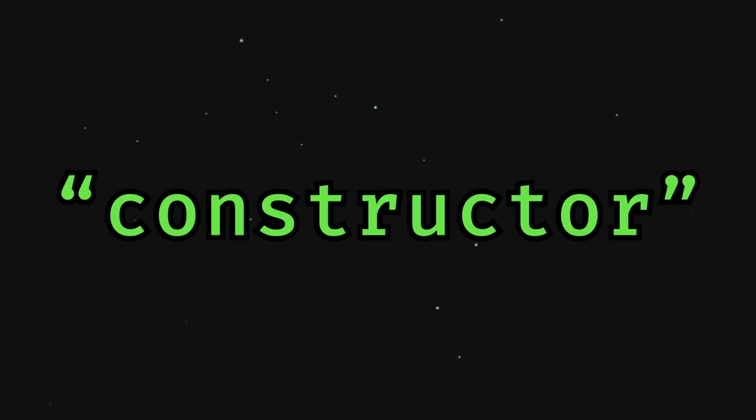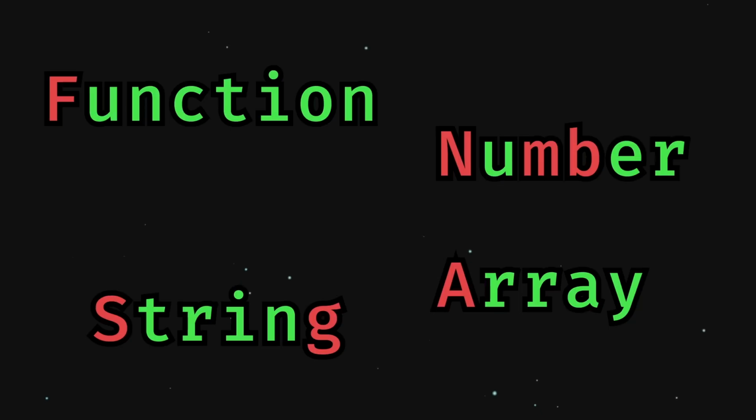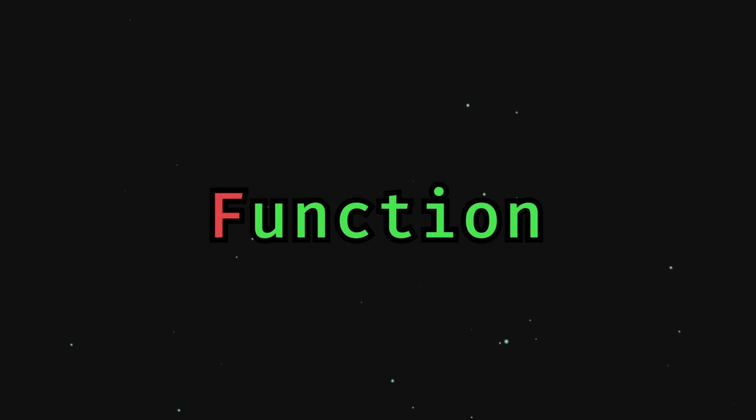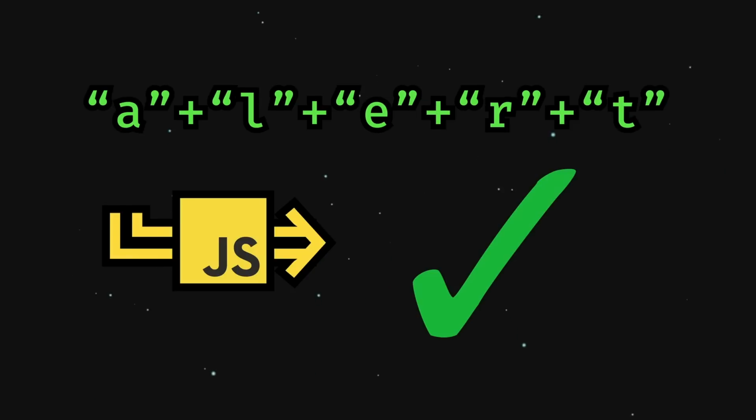We can now build the constructor string, which lets us access the number, string, boolean, and function constructors. Sure, this comes with a few extra characters, but function is special. Calling it with a string returns a function that when called runs the code within. This means we can now evaluate any valid code built up by character concatenation.